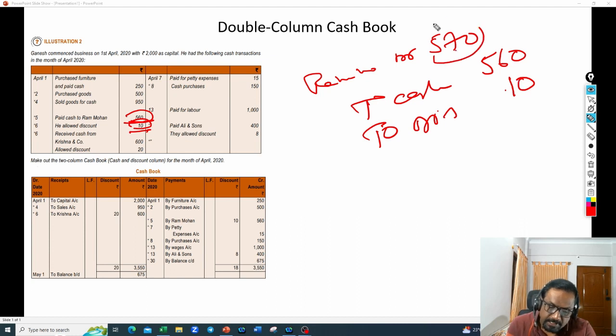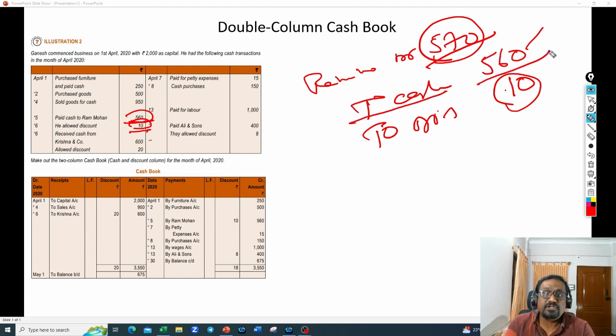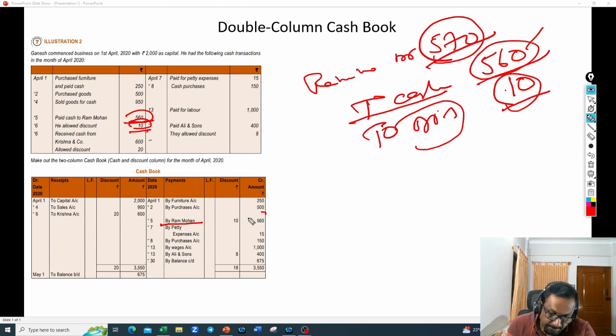Why is Ram Mohan debited with 570? Because at the time of invoice, his account would have been credited with 570. Now he has given 10 rupees discount, but we paid only 560. So to cash 560 only. Cash is going out only to the extent of 560 and 10 rupees is discount, which is income. So by Ram Mohan, 560 will go to the cash column, 10 rupees will go to the discount column. Discount is created here, hence discount is shown on the credit side of the cash book.